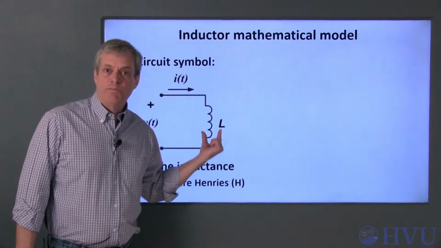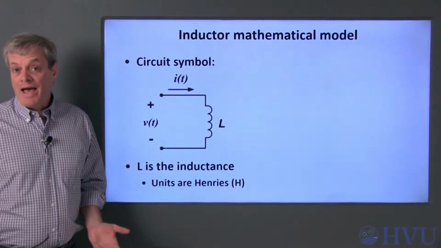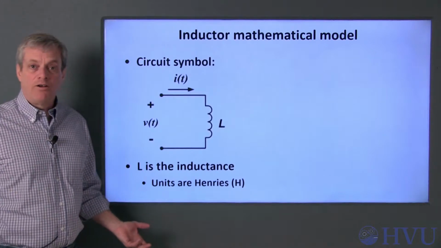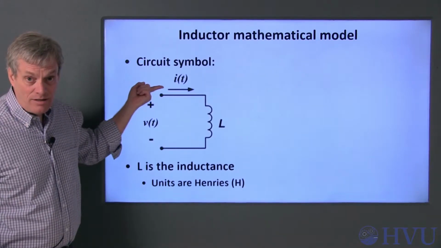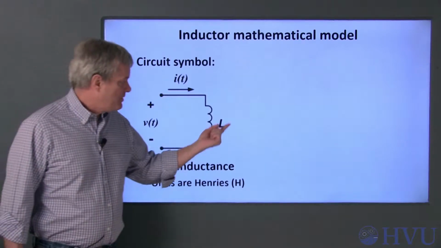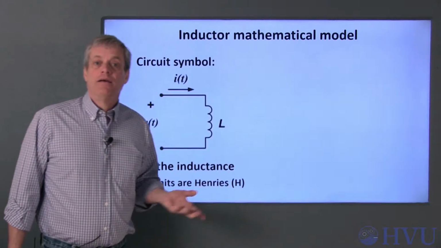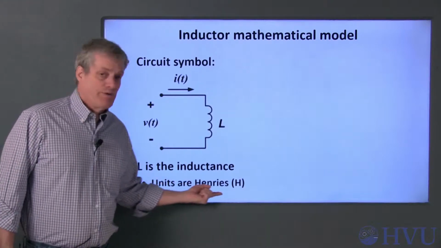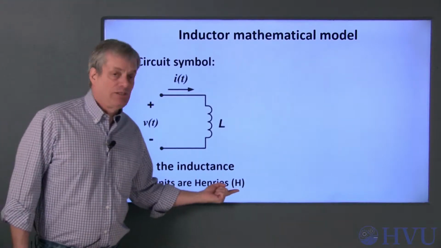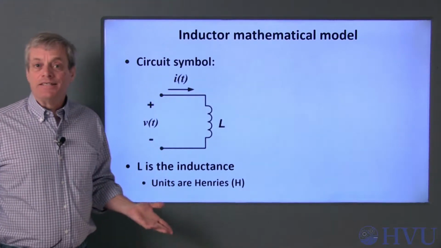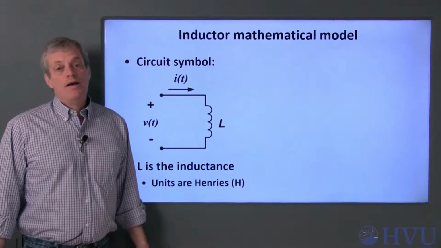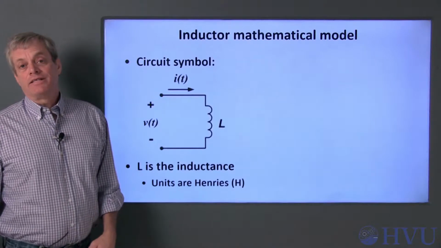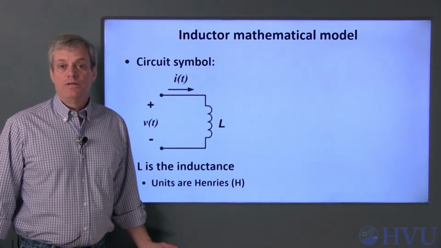This is the circuit symbol for an inductor. Inductors are passive circuit elements, so we have to follow the passive sign convention when assigning our inductor voltage and current. The inductance of the inductor is represented as L. Inductance has units of henries, which is abbreviated by a capital letter H. The inductance indicates how much energy is stored in the inductor for a given current. For a given current, a higher inductance results in more energy storage.